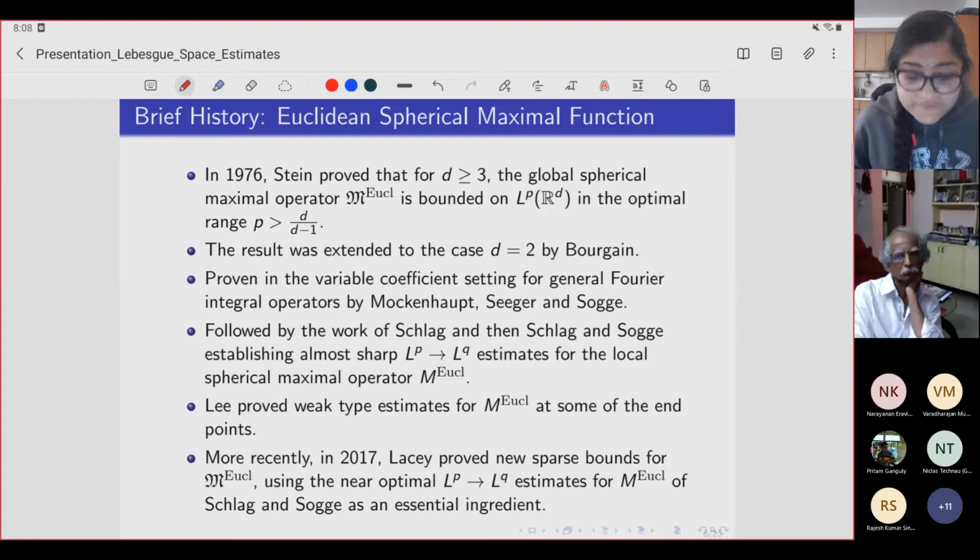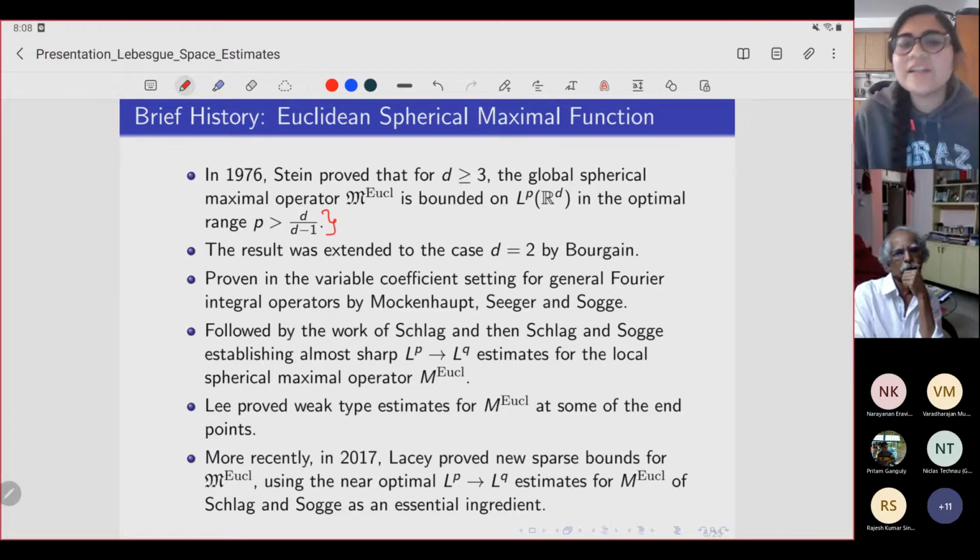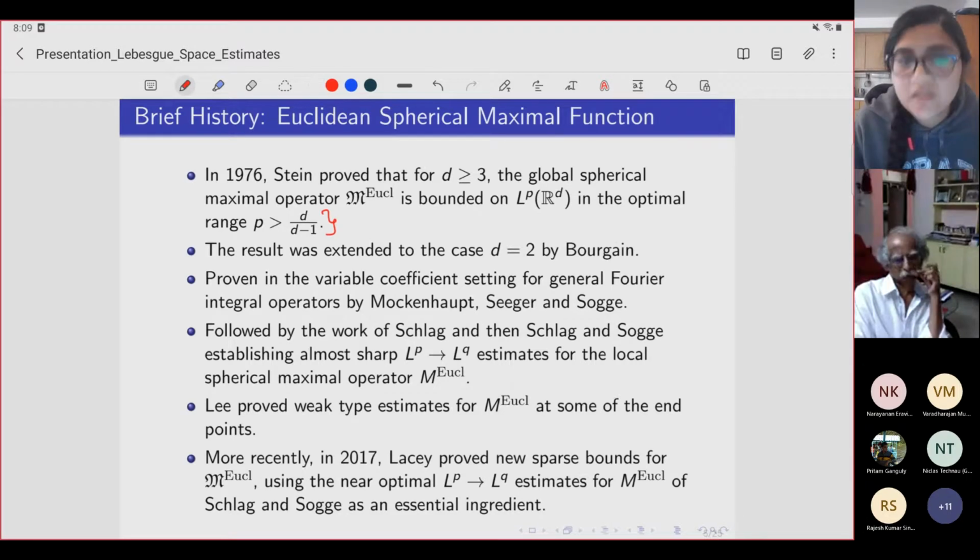However, this result was not proven for d equals 2. In fact, for d equals 2, this exponent is actually 2, so you don't have L^2 methods available. So it was more difficult, but 10 years later, Bourgain proved the d equals 2 case as well. And then later, this result was generalized in the variable coefficient setting for general Fourier integral operators by Mockenhaupt, Seeger, and Sogge, using notions of cinematic curvature and a lot of other things.